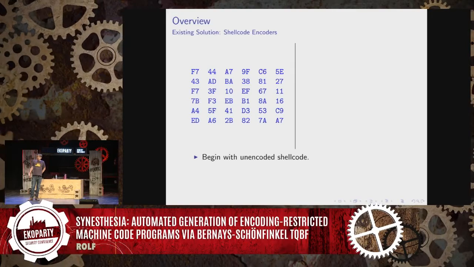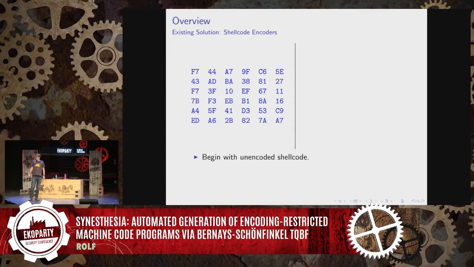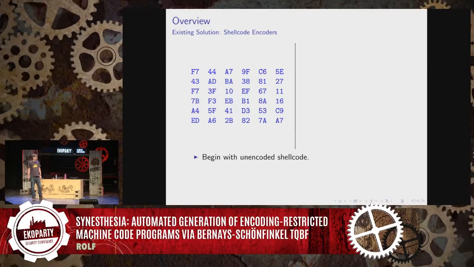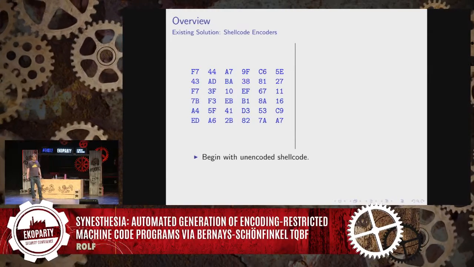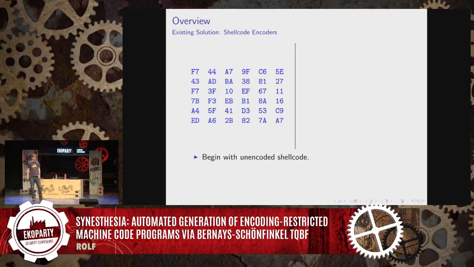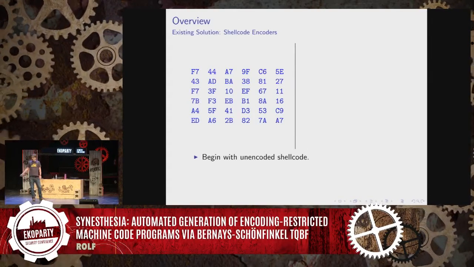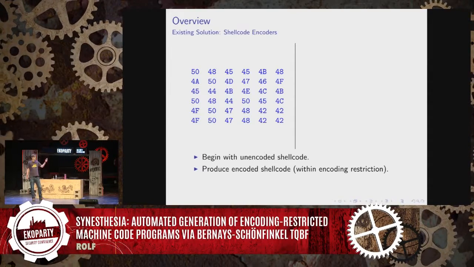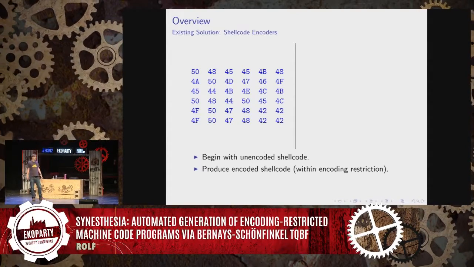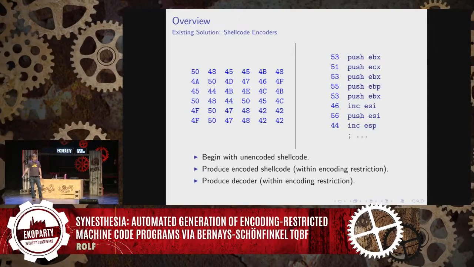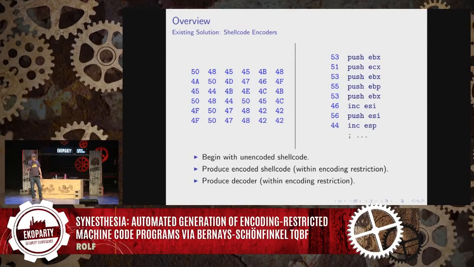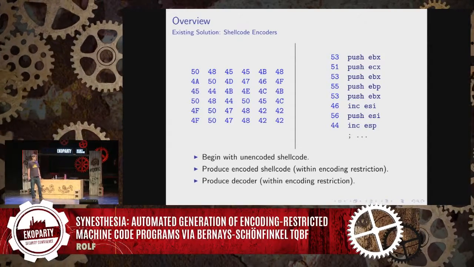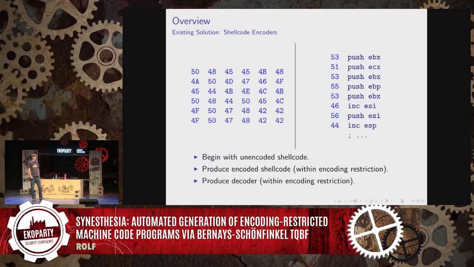So the existing solutions tend to work like this. You'll have some existing shellcode that you would like to execute, and it's written in ordinary assembly language without reference to any sort of encoding restriction. So then you'll encode the shellcode in some way, and here we see the bytes have transformed, in this case, to be alphanumeric. And then we'll have to produce some sort of decoder that exists within the encoding restriction and performs decoding of our encoded shellcode.